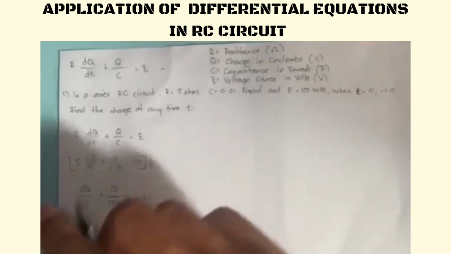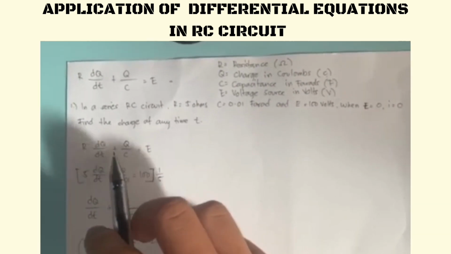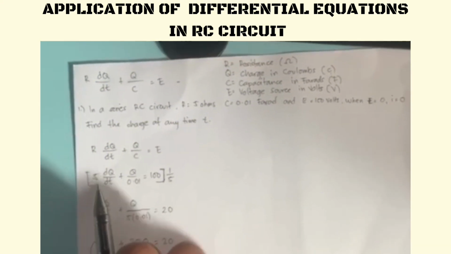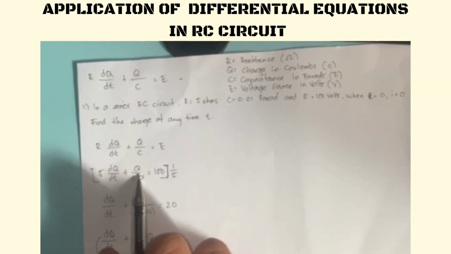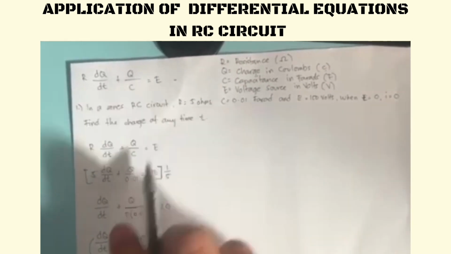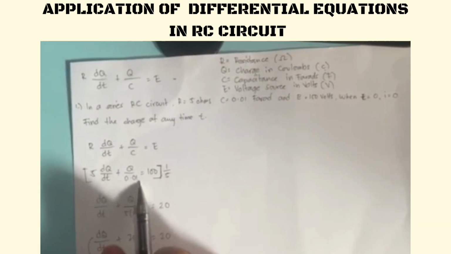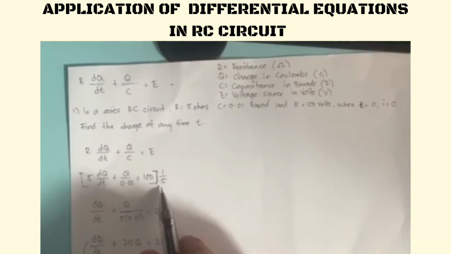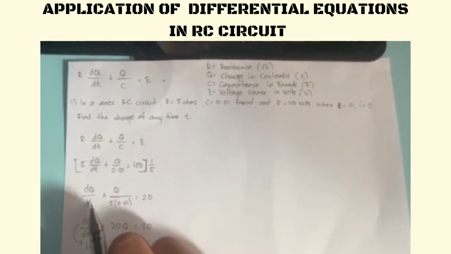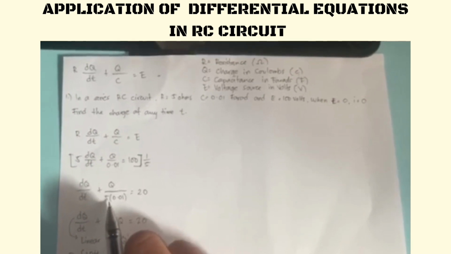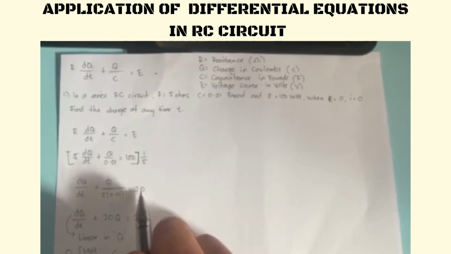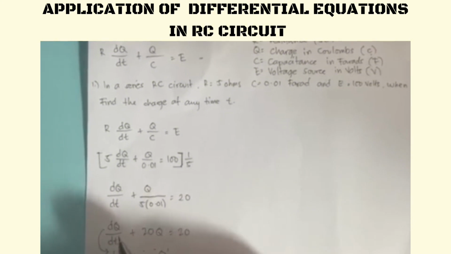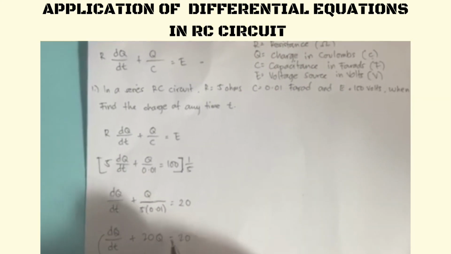For our equation, we write R dq over dt plus q over C is equal to E. Then we write the given: 5 dq over dt plus q over C, which is 0.01, equals E, which is 100 volts. Then we divide both sides by 5. So we get dq over dt plus q over 5 multiplied by 0.01 is equal to 20. 5 multiplied by 0.01 will give 20q. So we have dq over dt plus 20q is equal to 20.